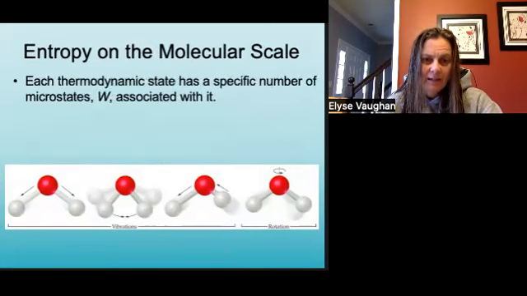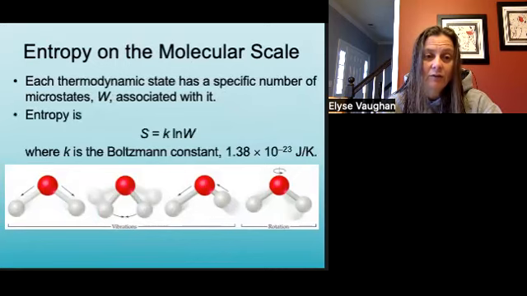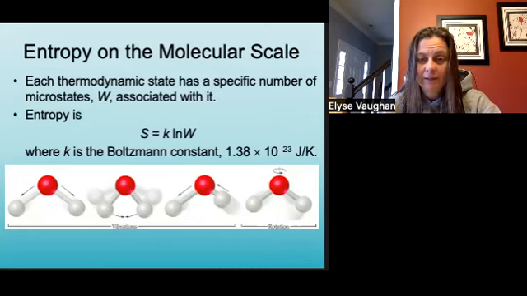That means that every state has a specific number of microstates associated with it, and entropy is equal to the Boltzmann constant times the natural log of the number of microstates. We're never going to have to calculate this, but this is where this comes from.